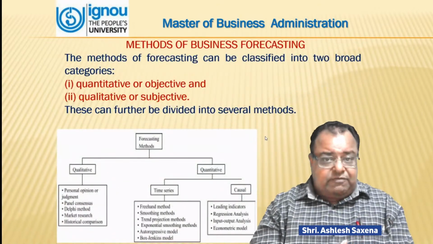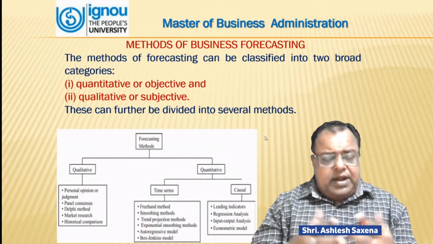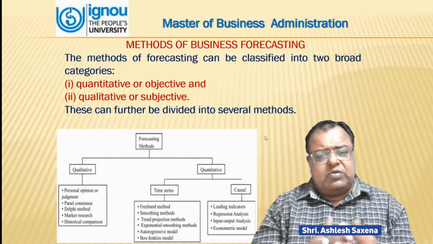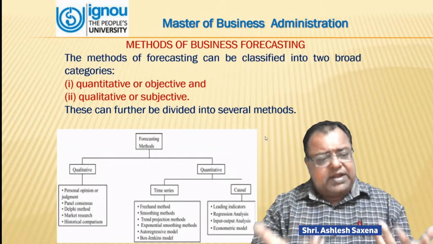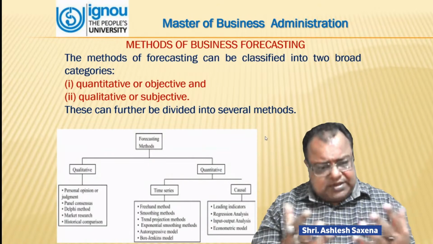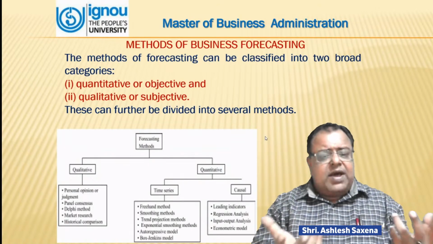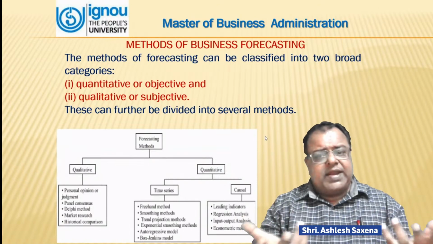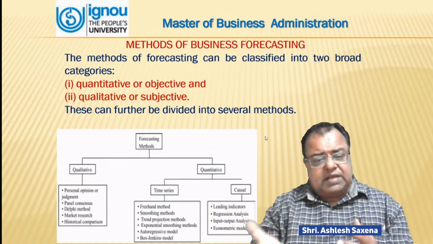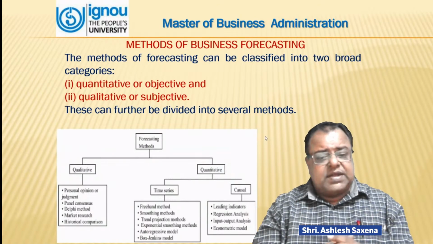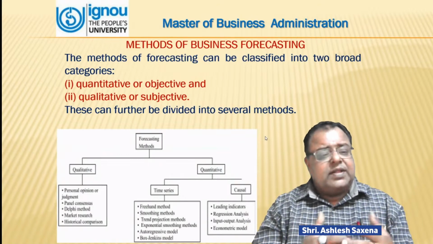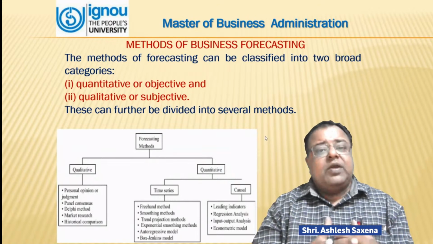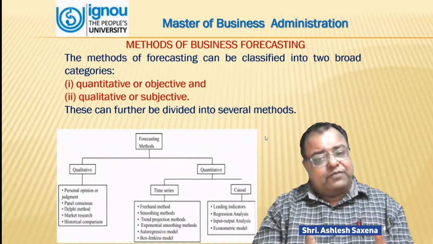What are the methods of business forecasting? These are classified into two broad categories. Number one is quantitative or objective, and the second one is qualitative or subjective. And they are further divided into different methods. Thus, from the diagram, it is depictable that the forecasting methods are divided into two branches or two categories. One is qualitative and the other one is quantitative. As far as quantitative is concerned, it is divided into two, that is time series and causal. Different methods are there to judge or to calculate what will happen in future.